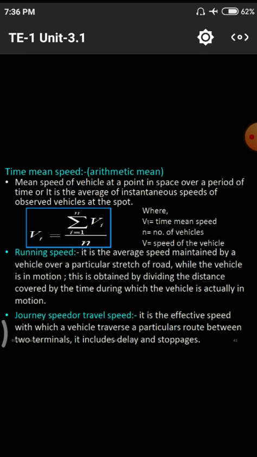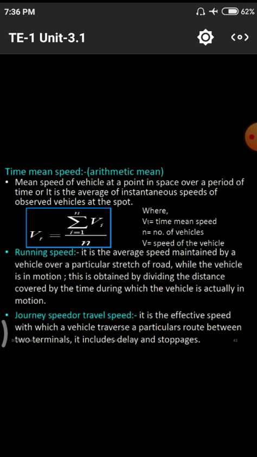So this running speed is the average speed maintained by a vehicle in a particular stretch of road. A stretch that is linear, that means a straight line, lets the vehicle move at higher speeds. If the road has curves, the vehicle has to move at lower speeds. Why? Because it has to face side distances, centrifugal forces, friction and super elevations. The vehicle has to bear all of those, so it has to move at a slow speed.